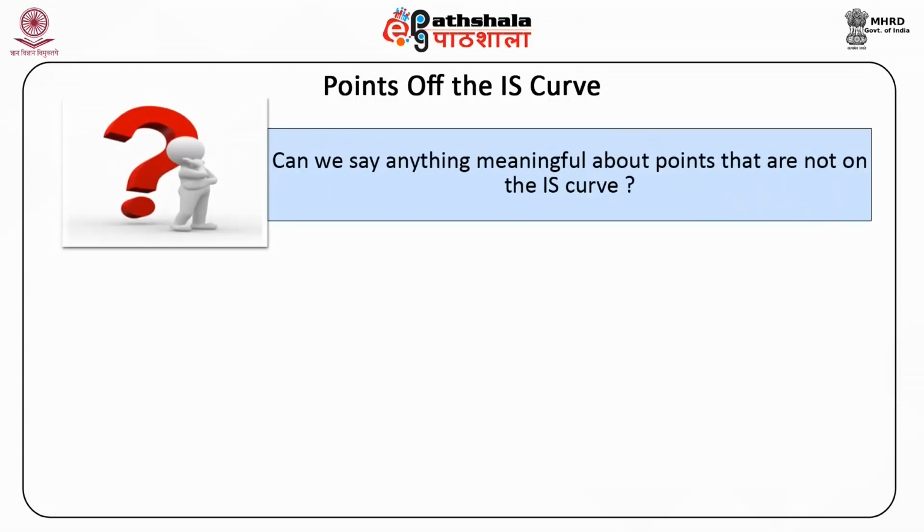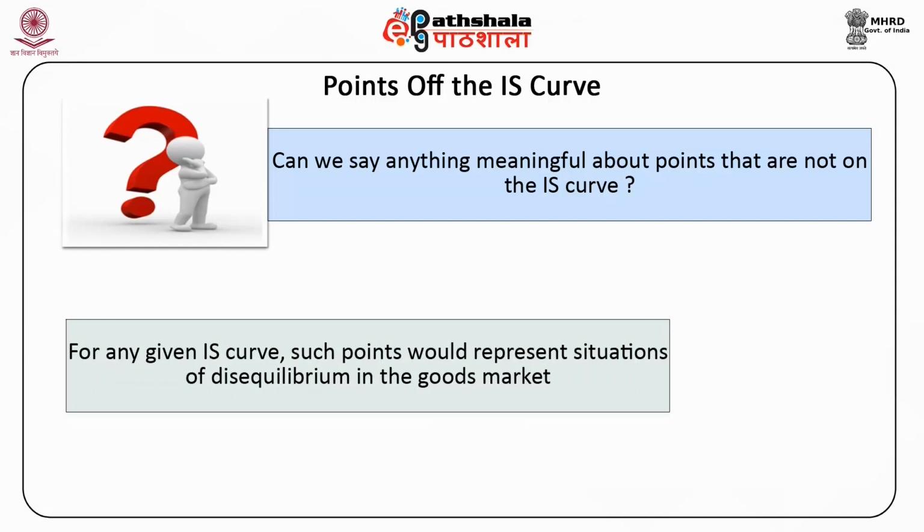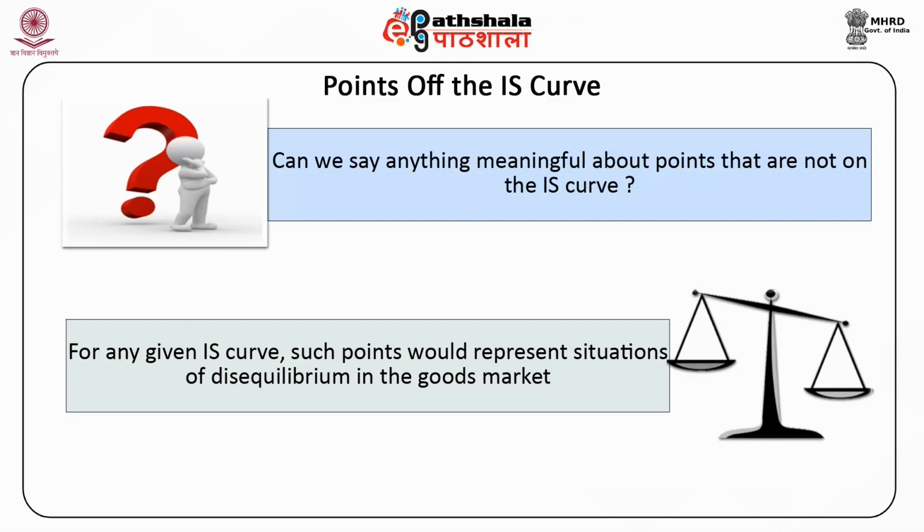Points off the IS curve. Can we say anything meaningful about points that are not on the IS curve? First, you should realize that for any given IS curve, such points would represent situations of disequilibrium in the goods market.